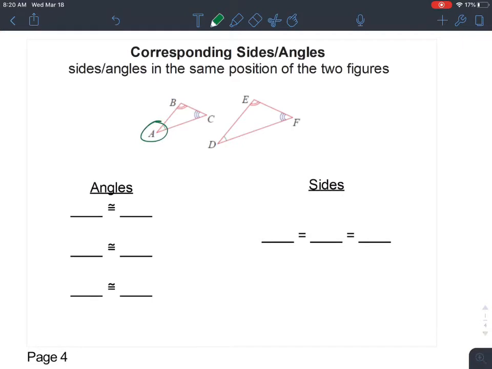So in our corresponding angles, we can see A and D correspond because they are both congruent to each other. Then B and E are corresponding, and then lastly we have C and F.